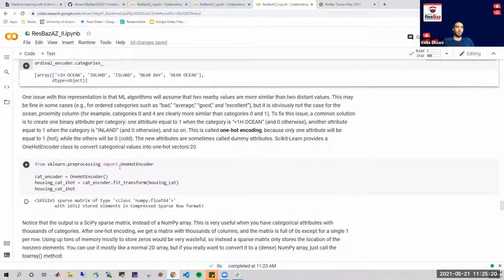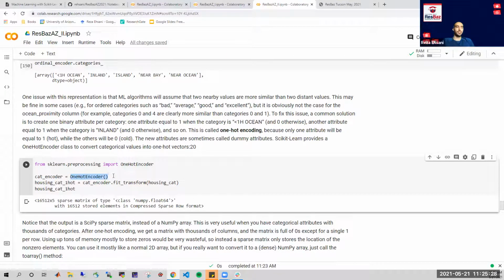In order to use the one-hot encoder, you can simply import it from Scikit-Learn preprocessing, then create an instance of it. I have called it cat encoder. And we can use the cat encoder's fit transform method on housing cat in order to convert our data into one-hot encoding. Notice that the output is a SciPy sparse matrix instead of a NumPy array. This is very useful when you have a categorical attribute with thousands of categories.